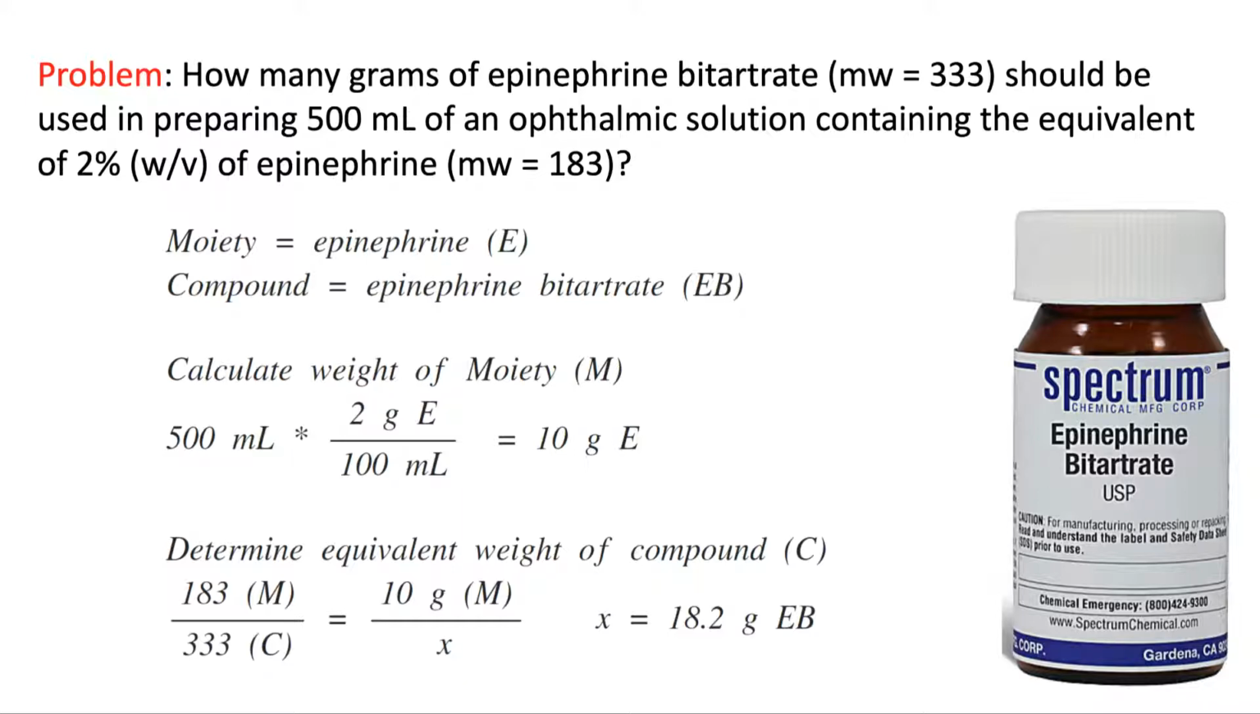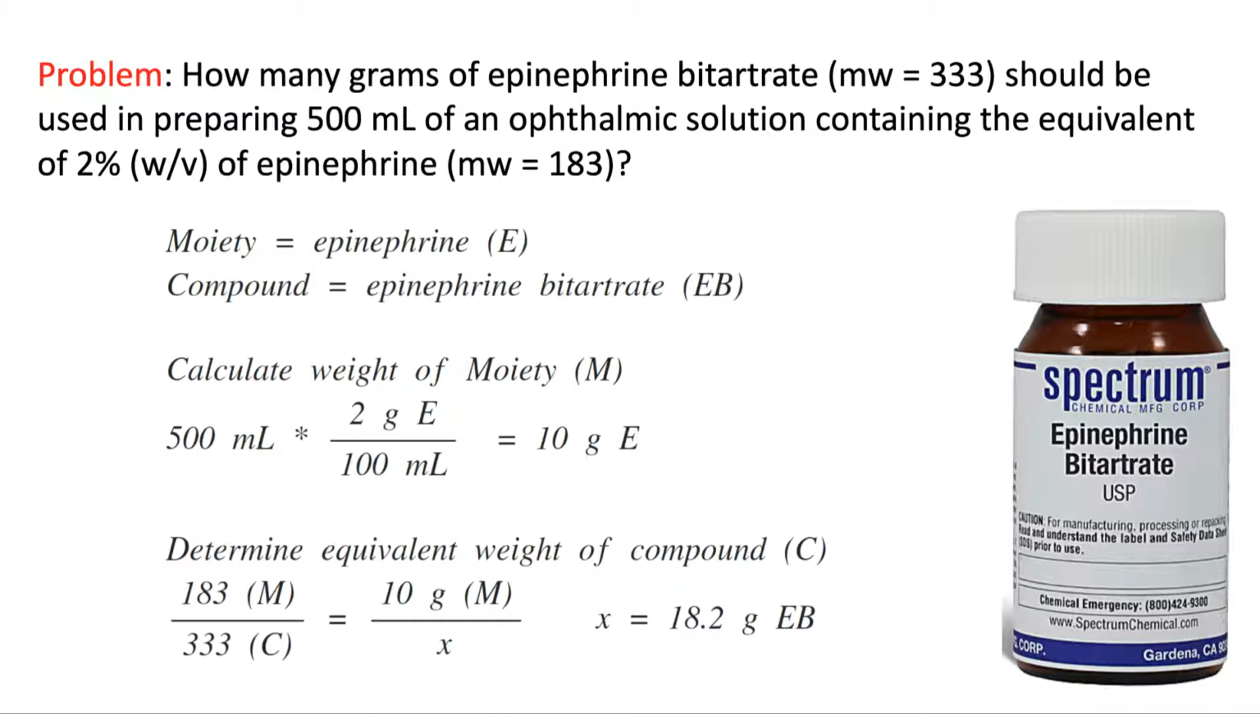So our proportion essentially is 183 for the moiety over 333 for the compound. Now, using that proportion, we can set that equal to what we just calculated: we want the equivalent weight to 10 grams of the epinephrine moiety. So let's put 10 grams on top for the moiety over X. Now when we solve for X, we will find the equivalent weight of the compound.